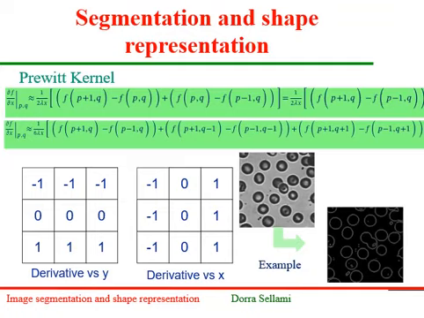Another kernel example is that of Prewitt, where the computed gradient is a mean of 2 adjacent pixel gradients, as illustrated in the above equation. We can use the Prewitt kernel for computing the derivative versus y and the derivative versus x, respectively, as illustrated in the figure below.